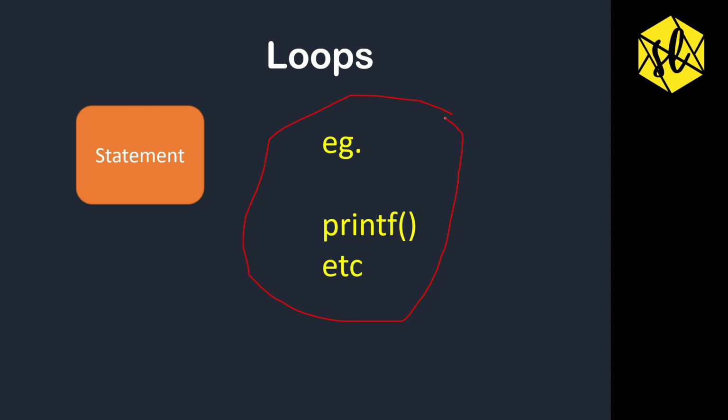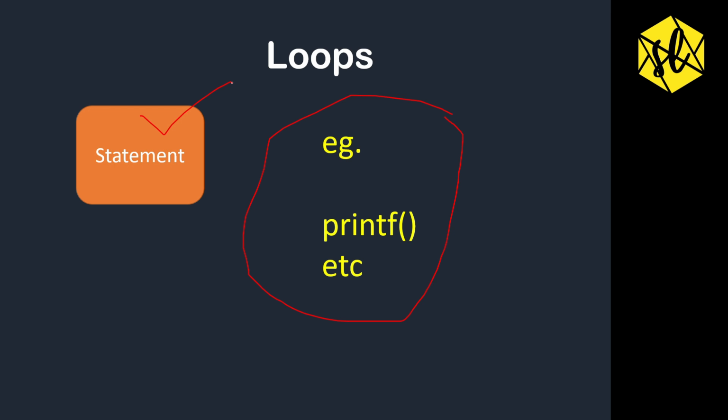For example, in our printf, that is the hello world printing program, if we want to print 10 hello worlds, then the printf hello world is the statement part. Basically this is the part which is being executed multiple times until the condition becomes false.